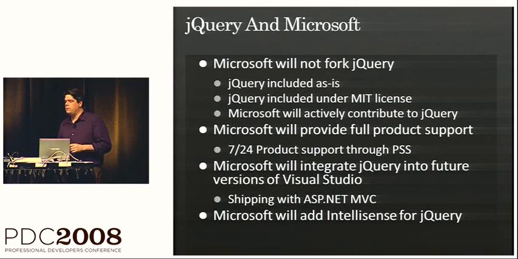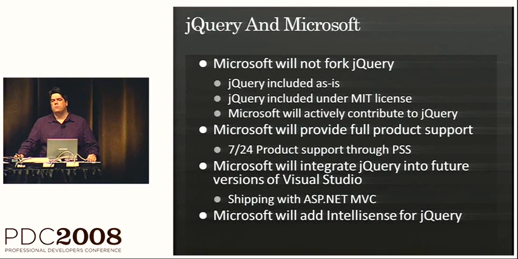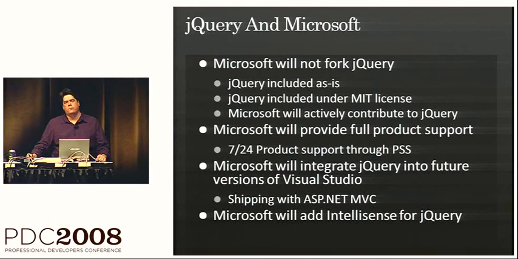But this point is really important because I keep running into this when talking about open source software with companies where the response is, well, we'd love to use the open source software, but you know what? We can't really use it unless there's some kind of product support for it. So this is a really interesting thing that we've done here. We're offering full product support for jQuery, just like for any other Microsoft product. That's huge because that means that you can treat it like any other Microsoft product when you're developing applications in your company.